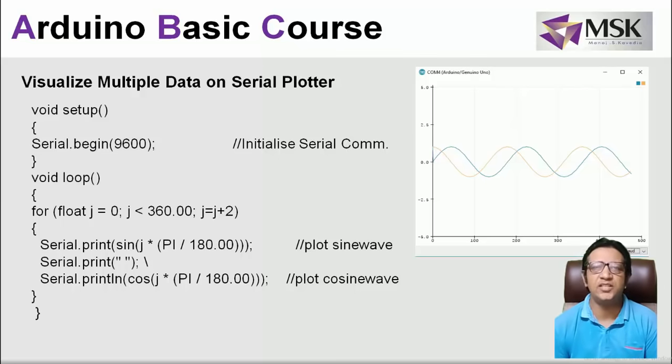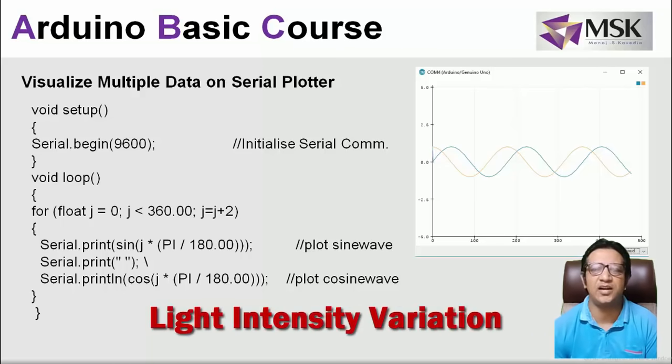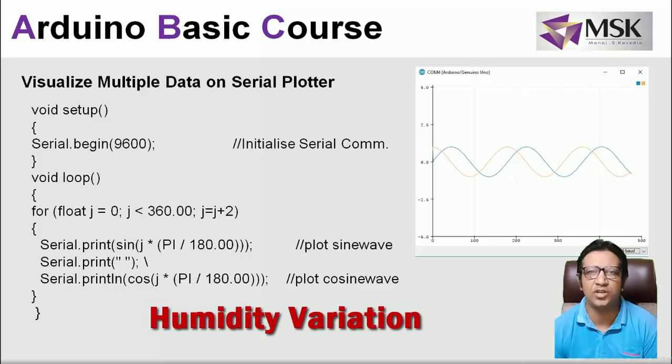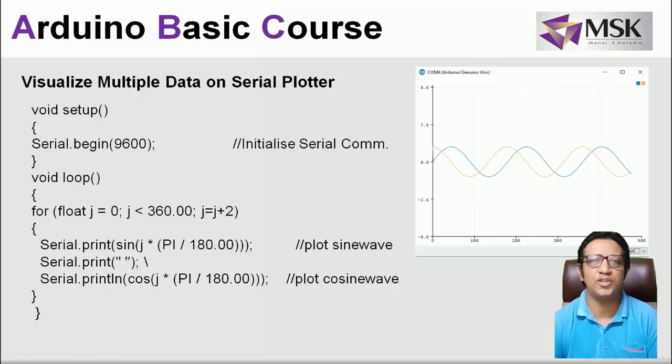Now suppose instead of this function, I'm passing the value I'm getting from a sensor. This value can be plotted, so I can plot the status of the sensor on the screen. Let's say I want a temperature variation, or the light intensity variation, or the pressure variation, or the humidity variation. I can pass this value to the serial plotter, and the serial plotter will plot the different waveforms. I hope you guys have understood this much.